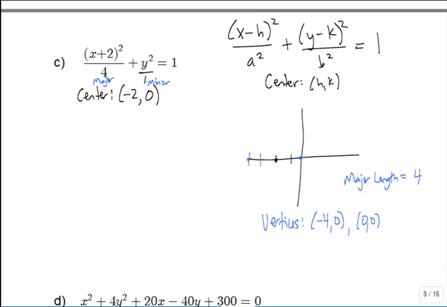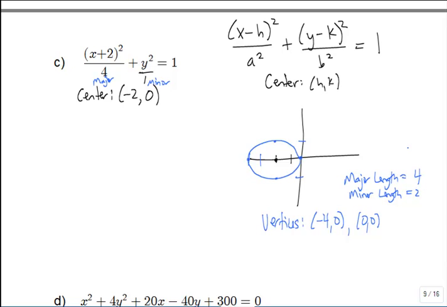Now let's do our minor axis. It had a 1 in the bottom, so the square root of 1 stays 1. So we're going to go from the center up 1 and from the center down 1. And here is now what the graph of our ellipse would look like. And the minor axis now goes up 1 and down 1, so the minor length is going to be 2.